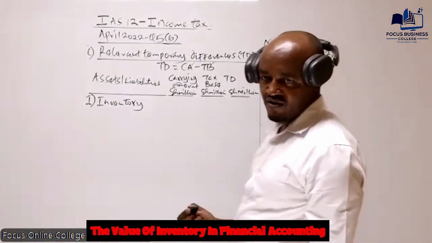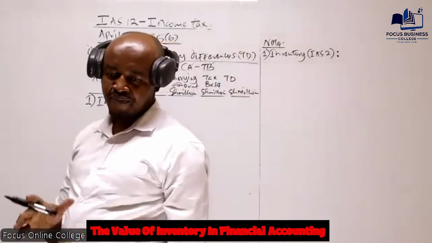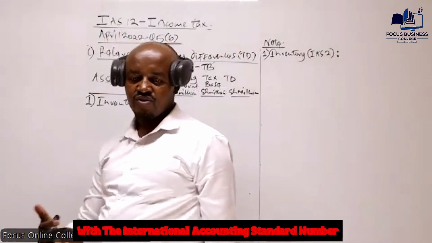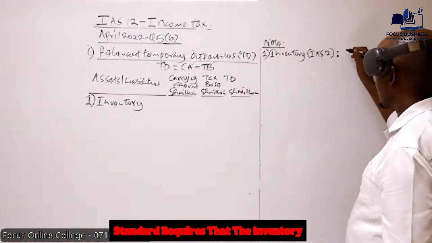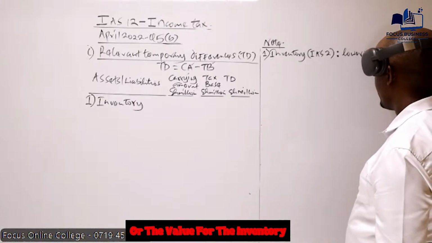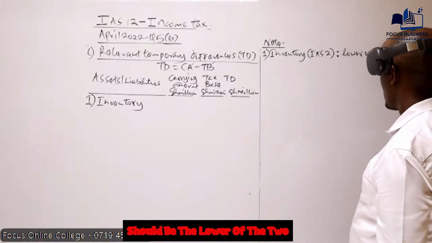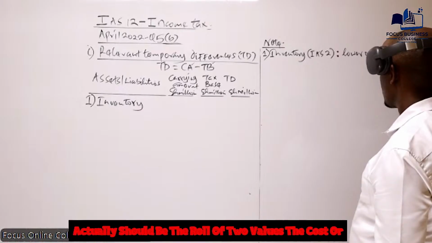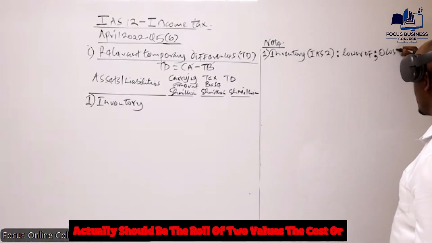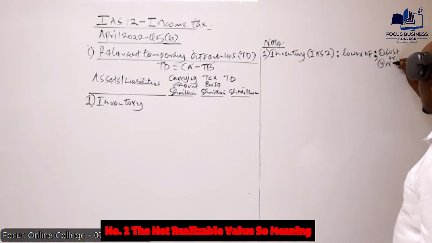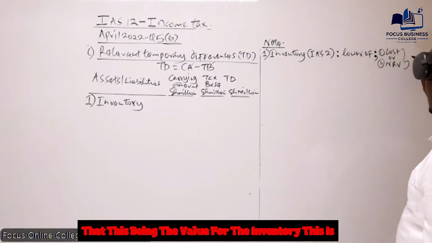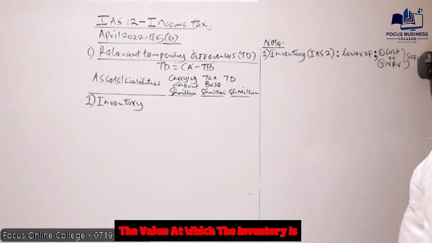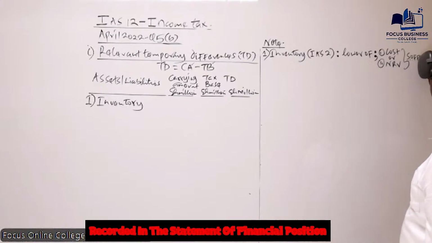Whenever you're determining the value of inventory in financial accounting, you do that in accordance with the International Accounting Standard number 2. And actually, this particular standard requires that the value for the inventory should be the lower of two values: the cost or, number 2, the net realizable value. So this is the value at which the inventory is recorded in the statement of financial position.